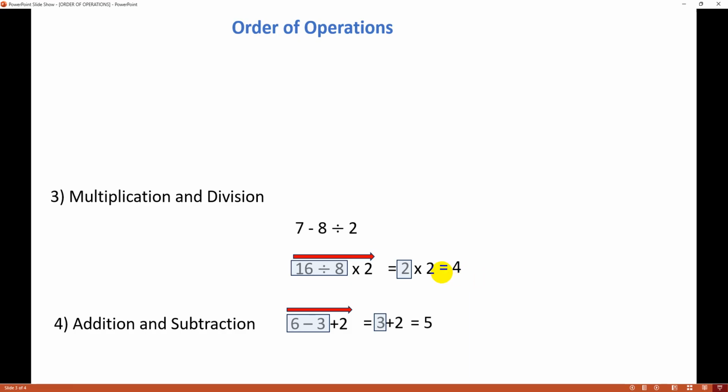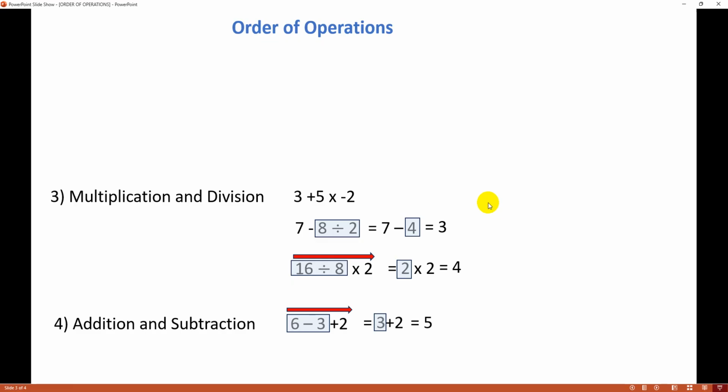In this other example, we have a mix of levels. We have subtraction, which is level 4, and division, which is level 3. So again, we do the level 3 first before we do the level 4. So we do the division first. 8 divided by 2 will be 4. And now we can do the subtraction. 7 minus 4 will be 3.